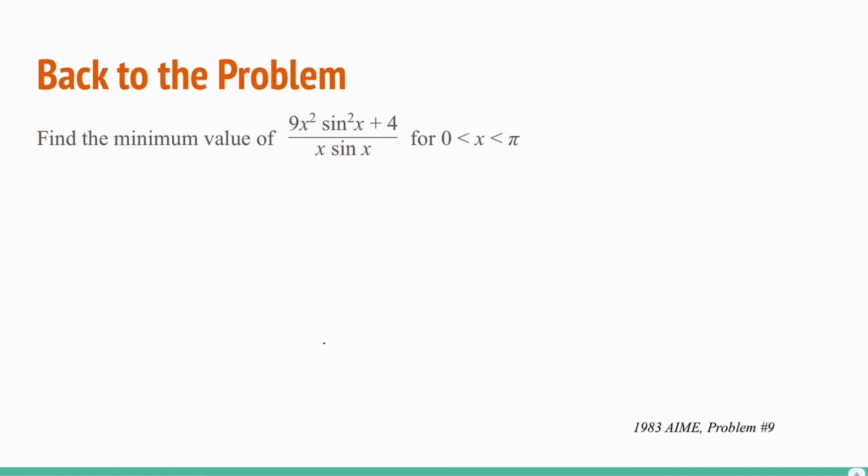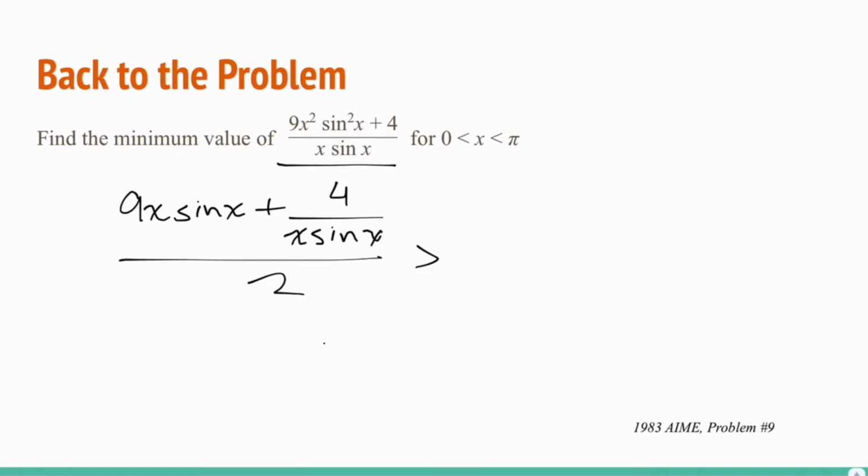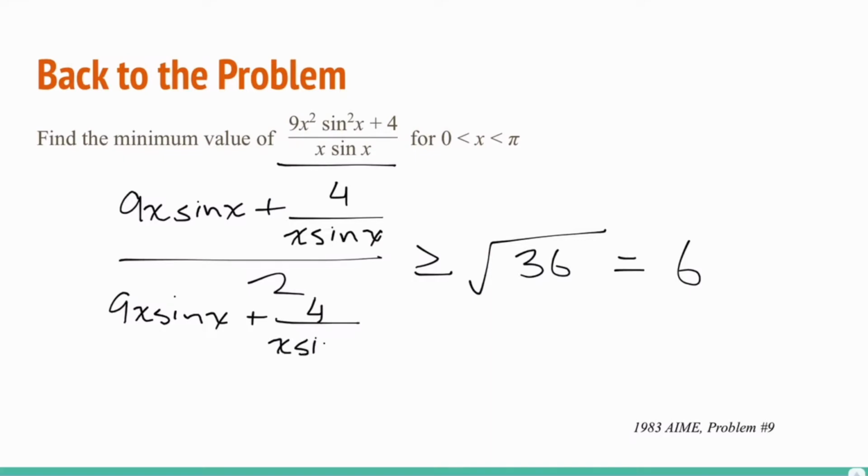Now we see that this problem can be greatly simplified. We can simplify this as 9x sin x + 4 / (x sin x). And we know that this divided by 2 has to be greater than or equal to the square root of the product of these numbers, which is 36, or 6. And multiplying both sides by 2, we get 9x sin x + 4 / (x sin x) is greater than or equal to 12.